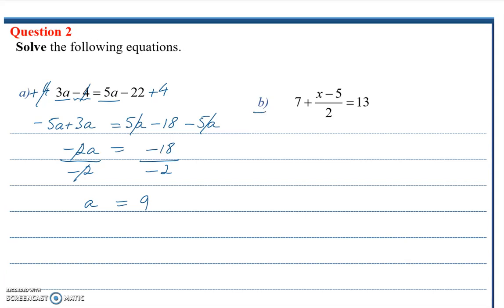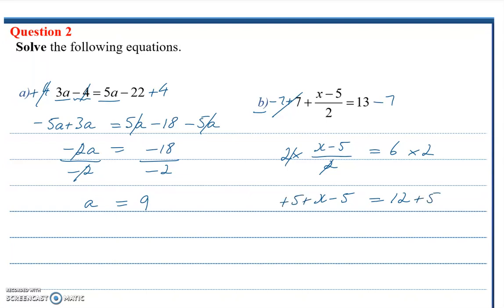In question B, we will subtract negative 7 from both sides. That will leave us with x subtract 5 over 2 equals 6. This next step, we will multiply both sides by 2, which leaves us with x minus 5 on the left and 12 on the right-hand side. Our final step is the inverse operation of negative 5, so we will add 5 to both sides, which leaves us with x equals 17.